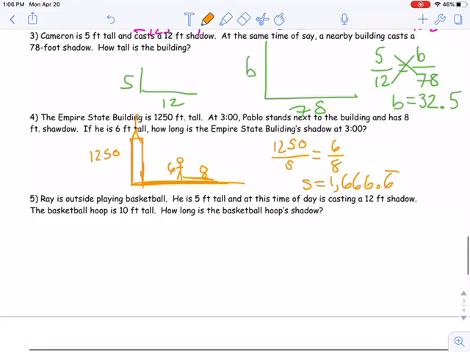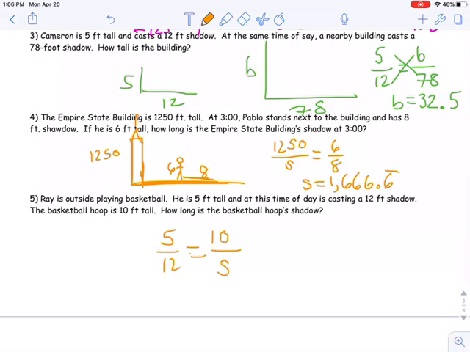And then the last problem. Ray is outside playing basketball. He is 5 feet tall, casting a 12-foot shadow. We know a basketball hoop is 10 feet. How long is the shadow? You can use some logic here. It's just going to be 24. If we're doubling 5 to get to 10, the shadow would be doubled as well. So sometimes you can just think about these problems, especially as you do them more and more.